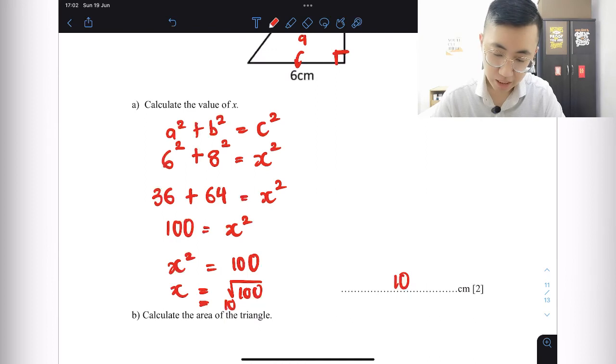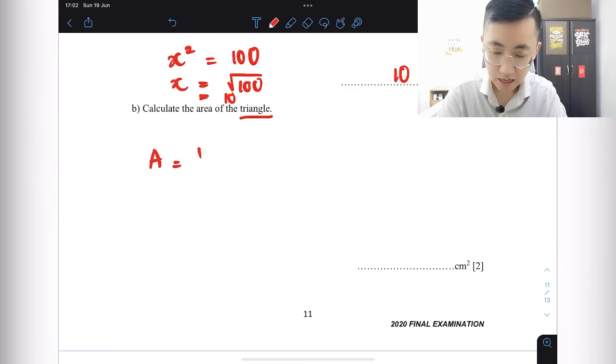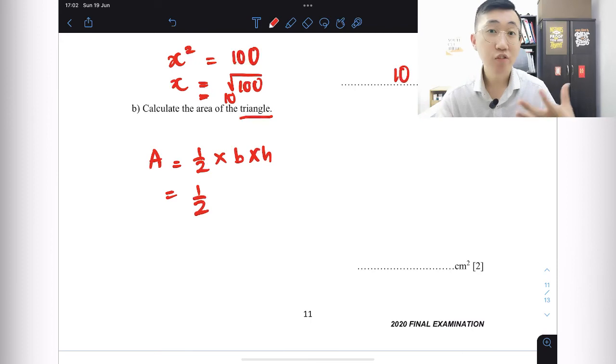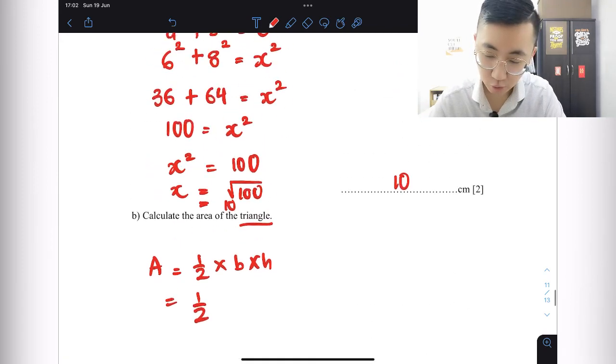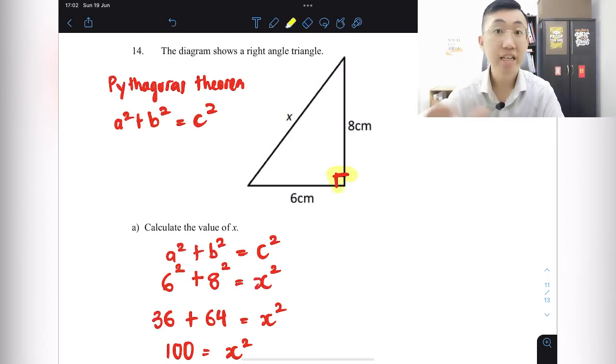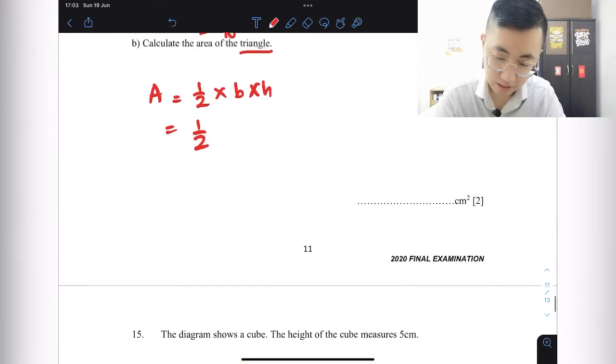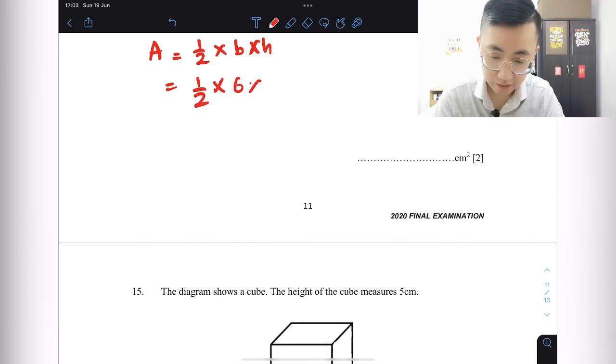Part B, calculate the area of the triangle. The triangle formula for area is half times base times height. So how do we know the values of base and height? Very simple. You aim for the square box of the corner, the 90 degrees. It's touching your 6 and 8 again. That's actually your base and height. That's the clue for you. So, 6 and 8.